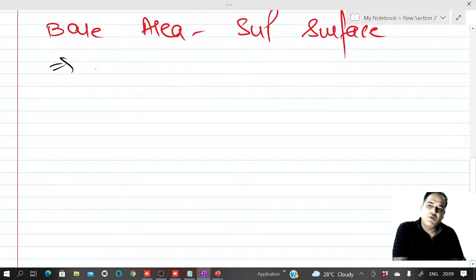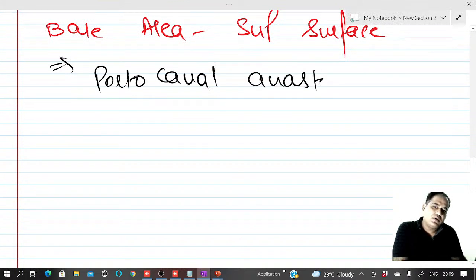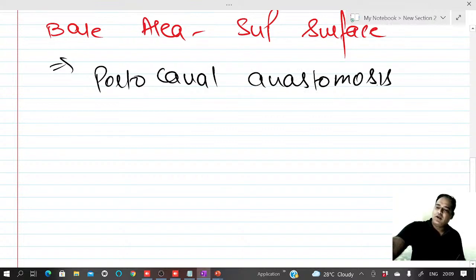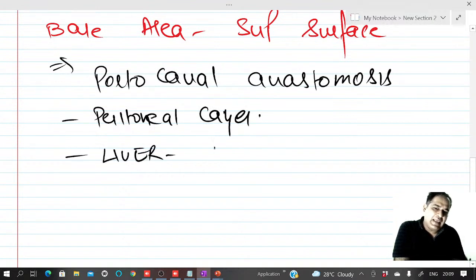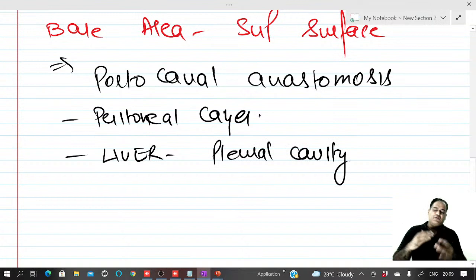Right. Now, this is the site of portocaval anastomosis, where the portal circulation and the systemic circulation anastomose. This is also the site where the peritoneal layer is absent. So that means the liver is in communication with the pleural cavity. Infection of the liver can be transmitted to the pleural cavity through this space, the bare area.